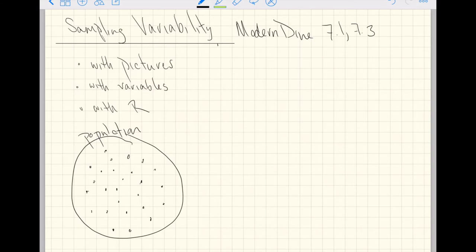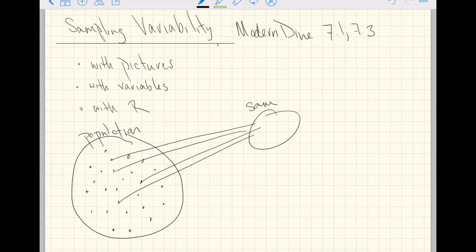So instead, what we do is randomly sample. I'm just going to randomly sample those ones. And so this is like you went out there and sampled these particular individuals. Now, the idea of sampling variability is this: your sample captured those, I don't know, four individuals, but hopefully a larger sample size than four.